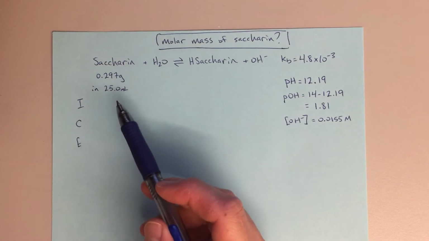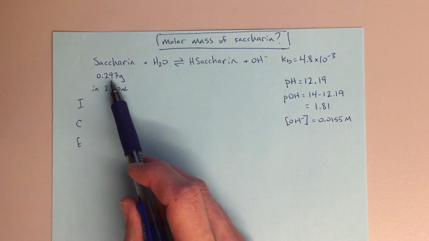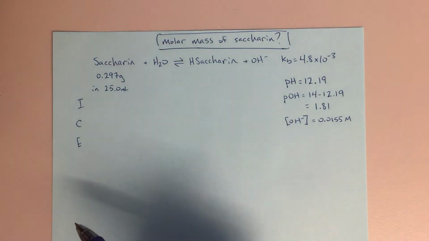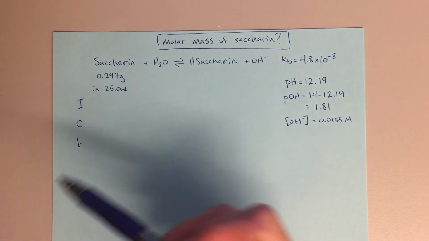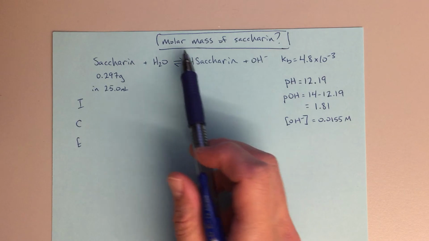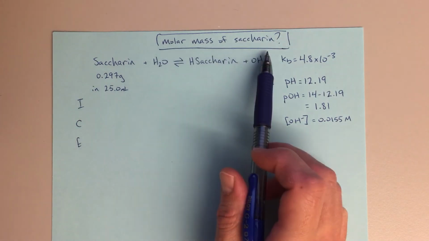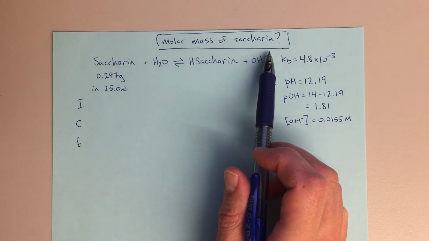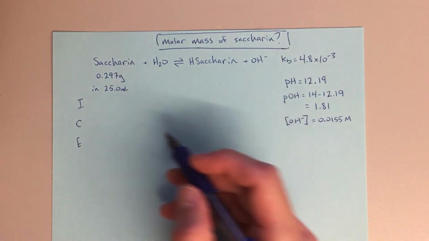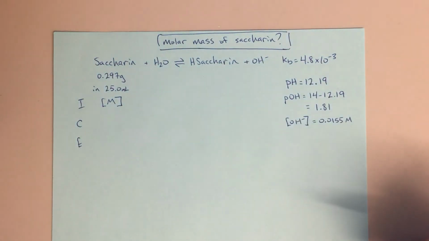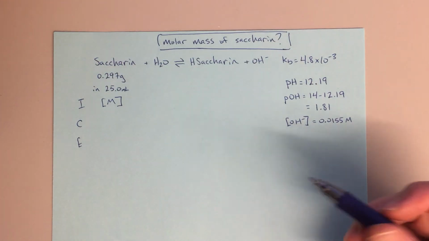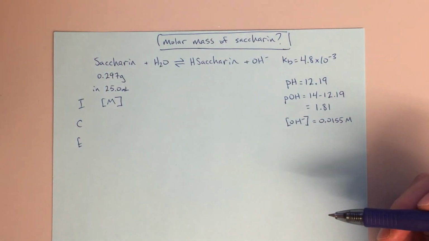In the problem, I also gave you that we were using 0.297 grams in 25 milliliters, but that doesn't really help us at this point. We're going to have to come back to that a little bit later on. And then, of course, the end goal of the problem is to find the molar mass of saccharin. So the first thing I'm going to do is figure out the initial molarity of saccharin. That's going to help me figure out the molar mass given this other information.